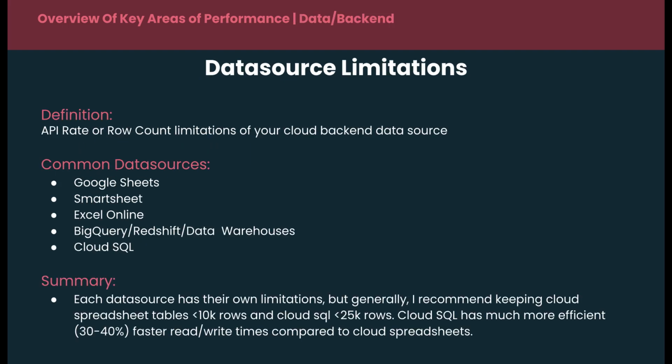Okay, moving forward, we'll jump into the backend first. So let's talk a little bit about data source limitations. I loosely define this as API rates or row count limitations that you may experience depending on your data source backend. So among the data source backends, you really have two macro categories. You have cloud-based spreadsheets, and then you have cloud SQL databases or data warehouses, things like BigQuery, Redshift, and so on. So there is a significant performance difference between those two macro categories, and you work with different limitations within each of them.